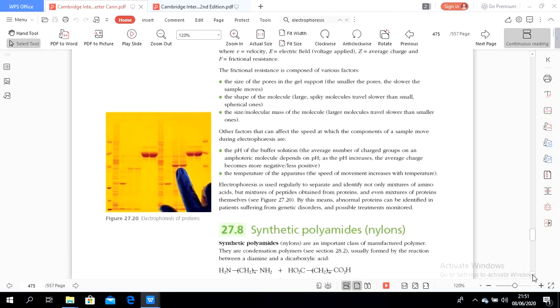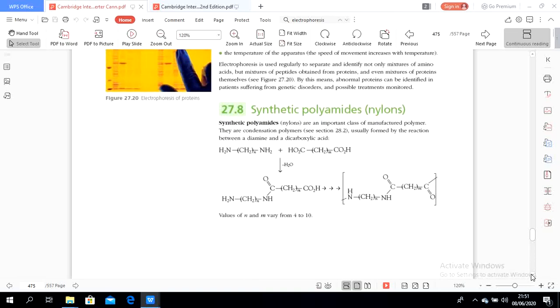Now let's see the synthetic polyamides, or nylon. Synthetic polyamides are an important class of manufactured polymer. They are formed by condensation polymerization, which is different from addition polymerization. Addition polymerization uses the same type of monomers, and the monomer must contain double bonds. But in condensation polymerization, there are two different monomers. Both of them undergo a condensation process to produce a small molecule.